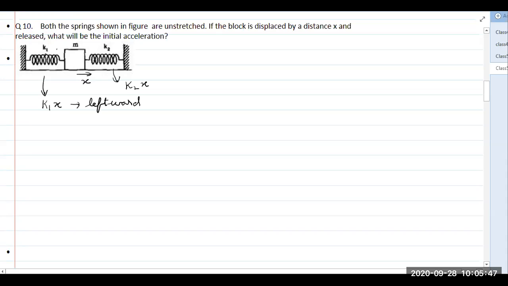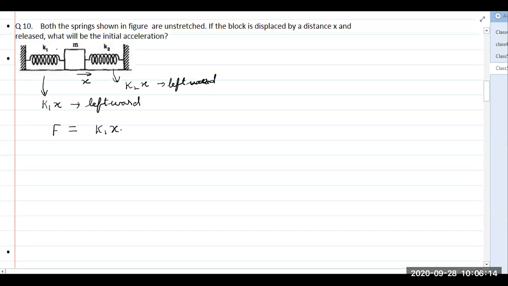Although the left spring is getting stretched and the right spring is getting compressed, finally the force is going to be in the leftward direction in both cases. So we displace the object in the rightward direction and we get the force in the leftward direction. So the net force will be the addition of these two.